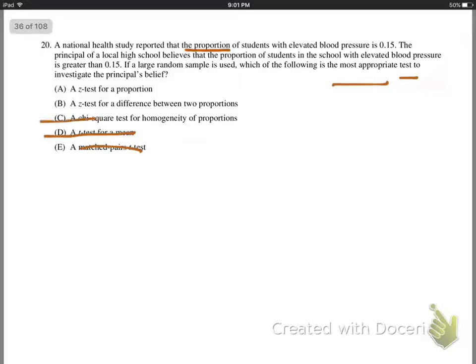So it's not a chi-squared, because chi-squared is two variables, like maybe blood pressure and whether or not you're a student or you're an adult. Okay, so now I decide, are they just doing like boys and girls who have blood pressure? That would be two props, or is it just students? And it's just students, so the answer is A.